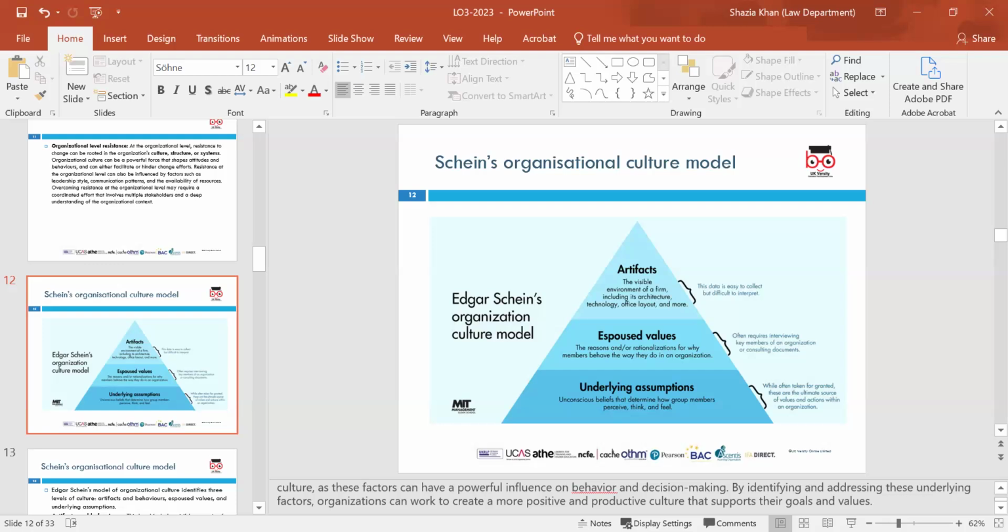Then you have the underlying assumptions, and these are unconscious, unspoken, hard to articulate elements of the organization, particularly from within. They include the real but unspoken aim of the organization and underlying beliefs about quality, speed, or safety of the organization.